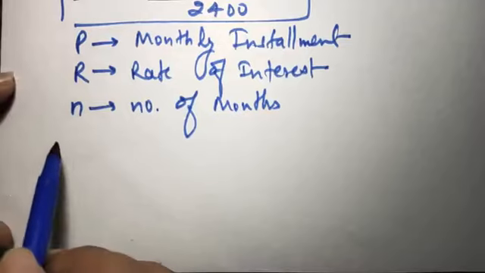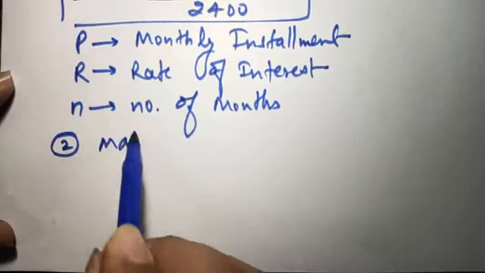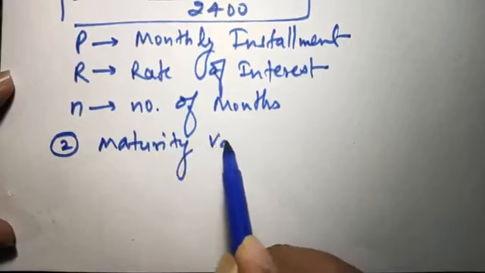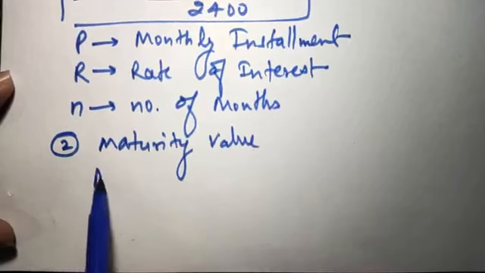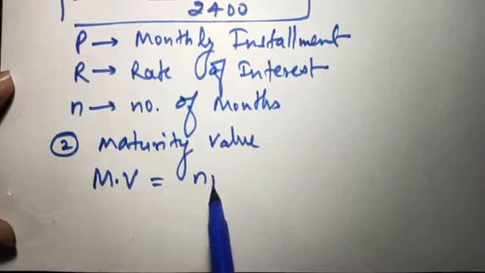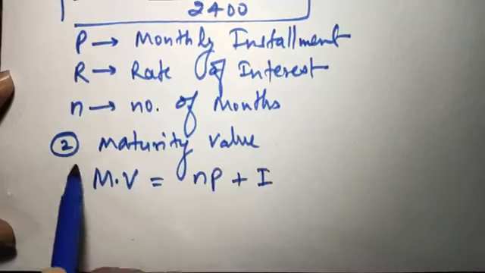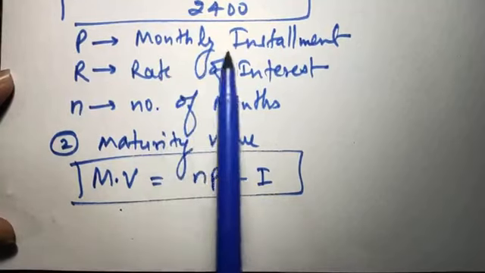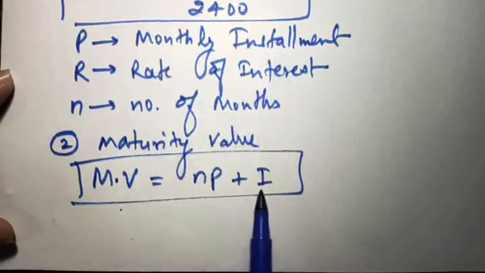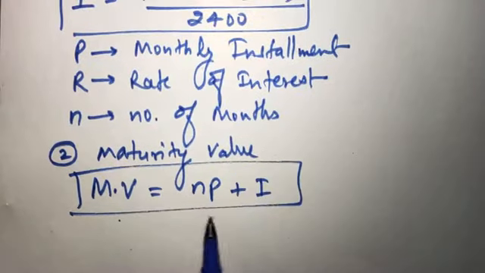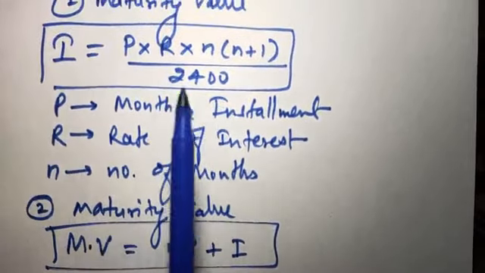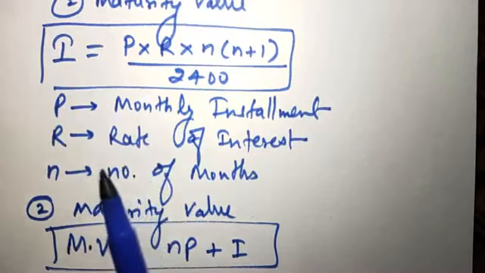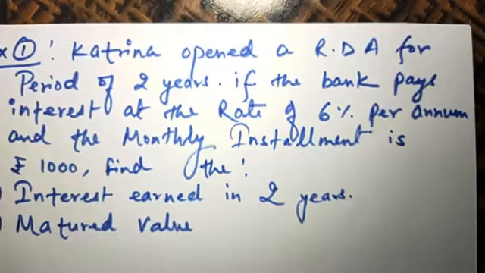Now the second thing we have to focus on is maturity value. The formula for maturity value is NP plus I. Here N you already know, number of months. P is already defined, monthly installment, and here I represents what? Interest. So from these two formulas, one for maturity value and one for interest, we are going to solve some questions. Here we pick one example.